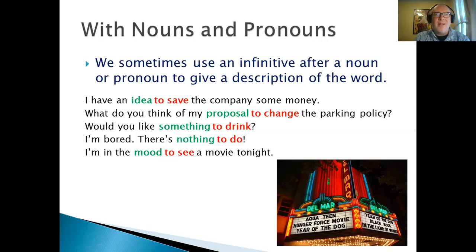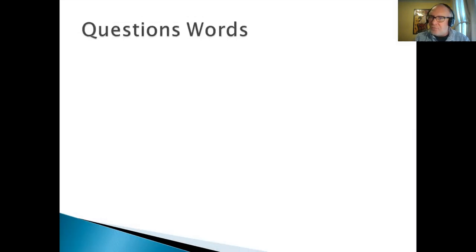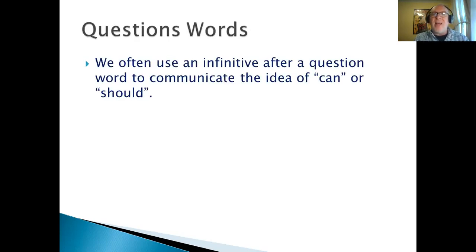All right, good. So nouns and pronouns. So we've had verbs, adjectives, nouns, and pronouns. So a lot of different things can be in front of an infinitive. Here's another one, question words. Sometimes we use a question word with an infinitive. We use it to communicate the idea of can or should, when we're talking about ability or advice.